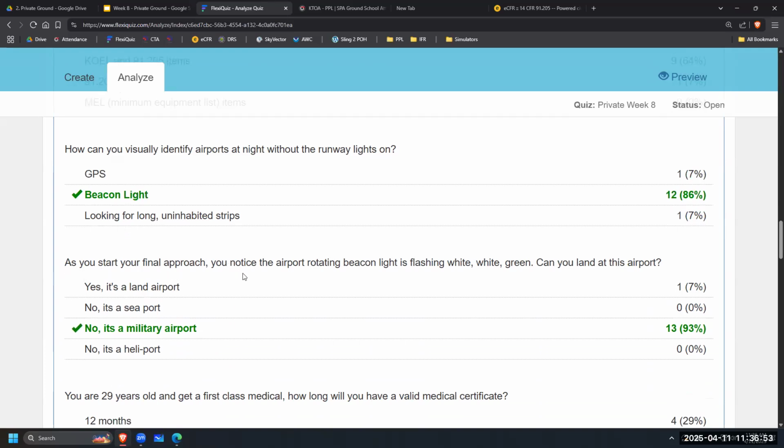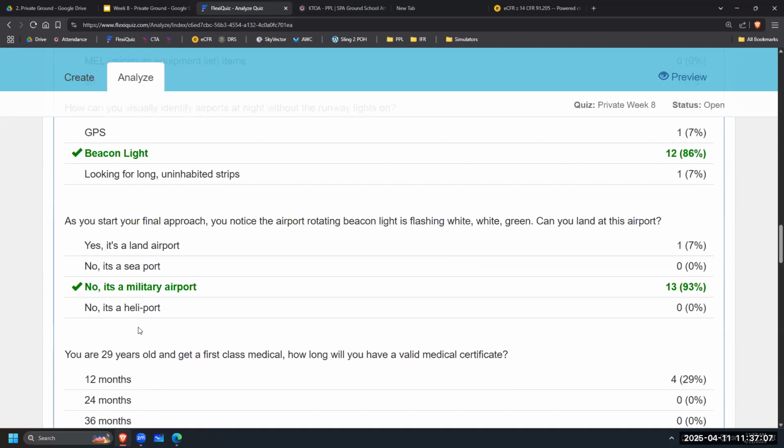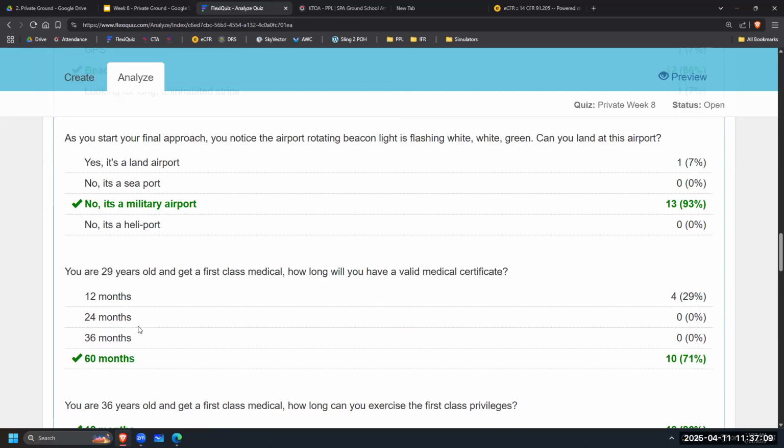As you start your final approach, you notice the airport rotating beacon light is flashing white, white, green. Can you land at this airport? No, it's considered a military airport. When can you land at the airport? During an emergency, yeah. Absolutely.